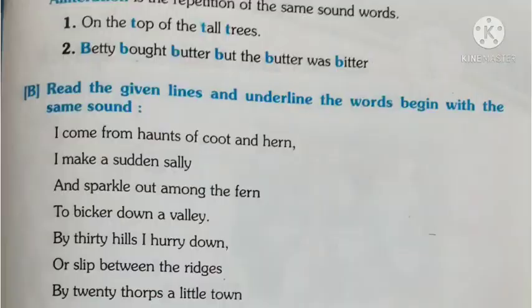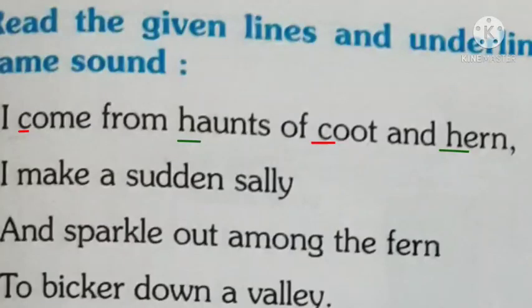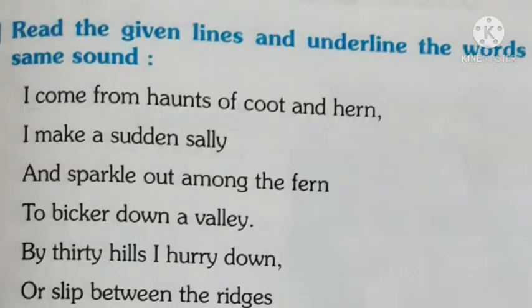Now try to do the textual exercises. Exercise B. Let's look at the first sentence: I come from haunts of coot and hern. In the first line, which sounds are repeated? The sound k and the sound h. The sound k of the word come and the sound k of the word coot. Next, the sound h is repeated: the sound h of the word haunts and the sound h of the word hern. So these two sounds are repeated in the first line.